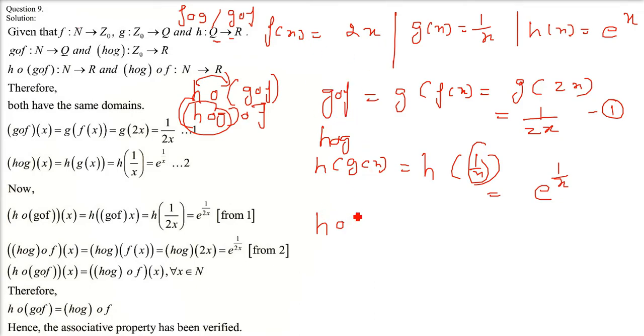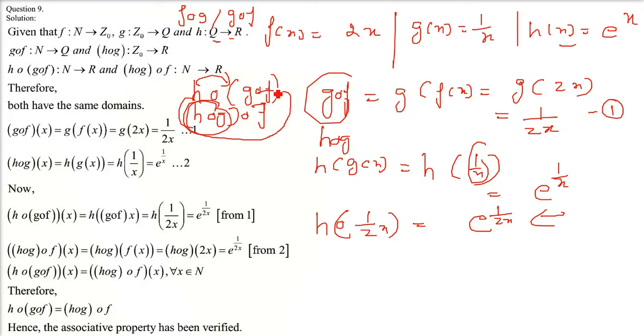Just put 1 by 2x in place of x in the function h. h(x) is e to the power x. In place of x, we'll replace it by 1 by 2x. This is h operation gof, and gof was done earlier.